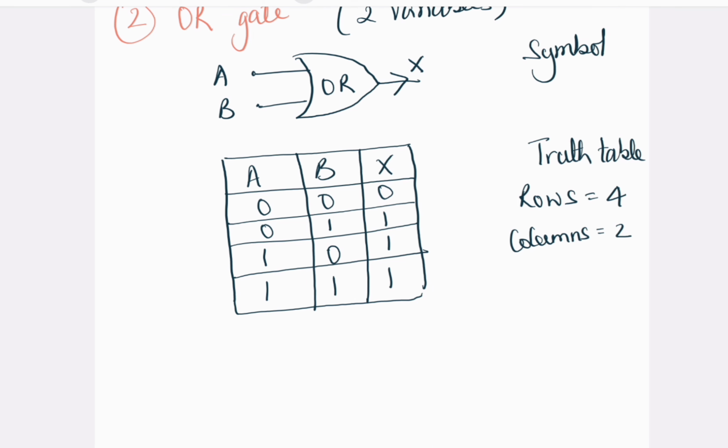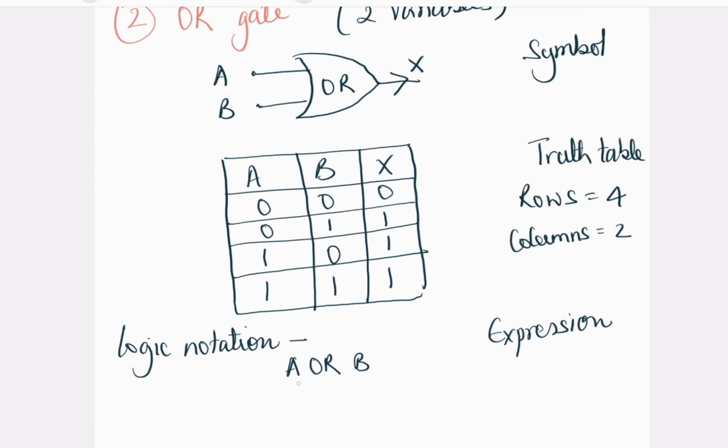Now let's look into the detailed expressions. The two expressions we are going to talk about. First is the logic notation. The logic notation has to be written using the gate itself. So in this case, it becomes A OR B. Always remember to use uppercase when you are using the logic notation. For the Boolean algebra, we are going to replace the OR with a plus sign. So it becomes A plus B.